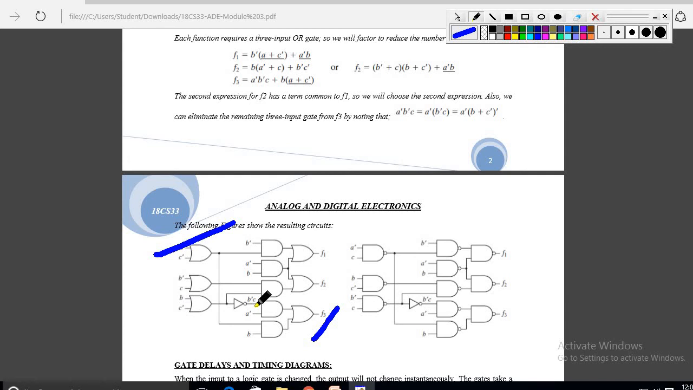Instead of 3 input, 2 input, here is B bar C. So one inverter I am going to use here. Here it is what? Here it is B plus C bar, right? So the inverter will give the B bar C.